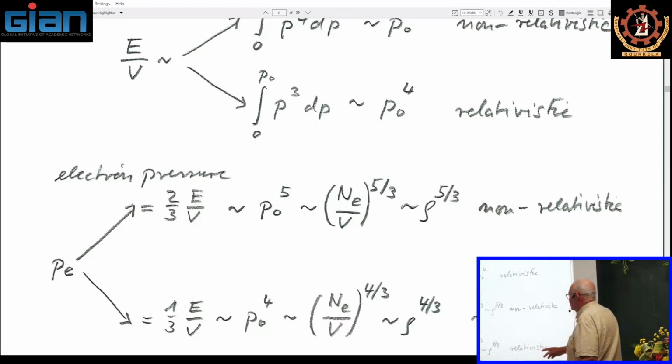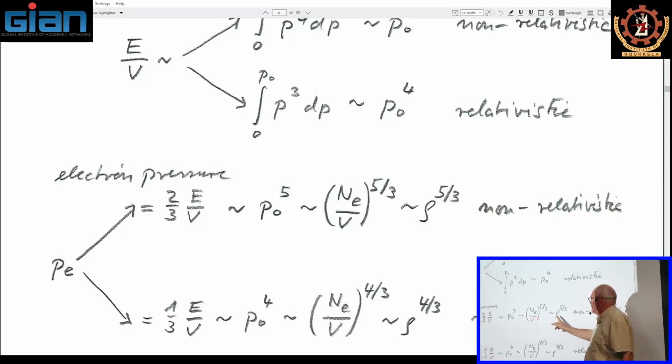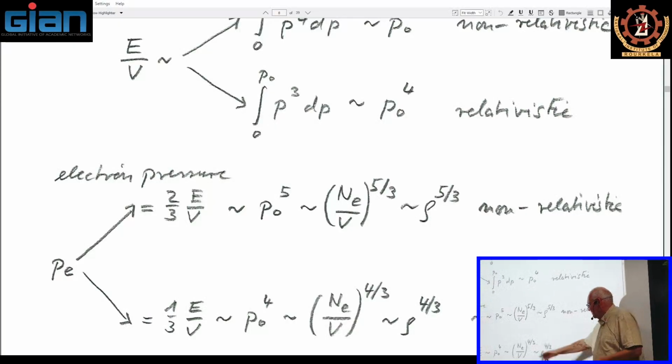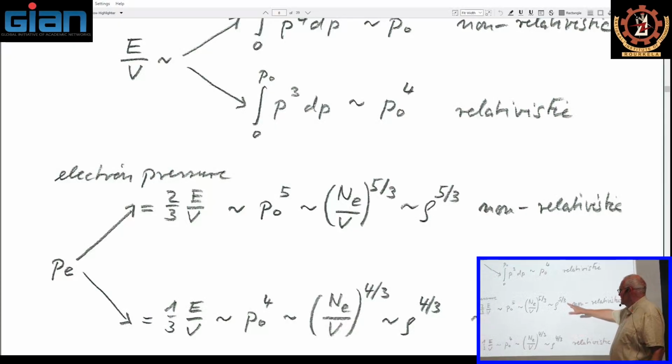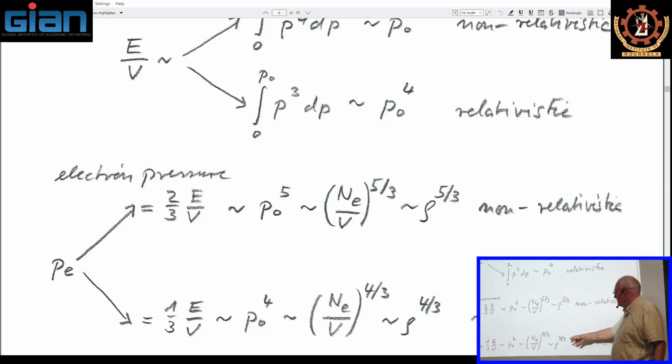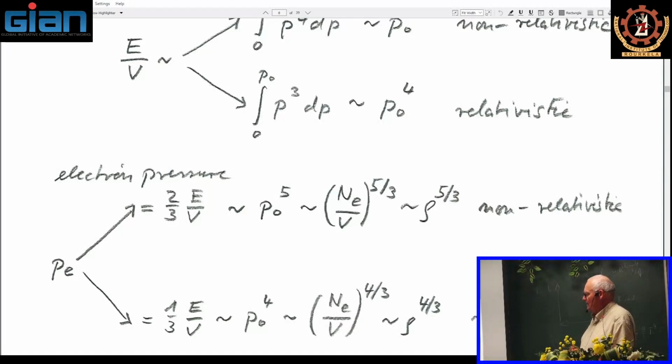So this will be of the order of the number density of the electrons, which will be proportional to the density, and the same also for the relativistic case. So we have that the electron pressure will go with the density to the power 5/3 in the non-relativistic case, and with the density to the power 4/3 in the relativistic case.